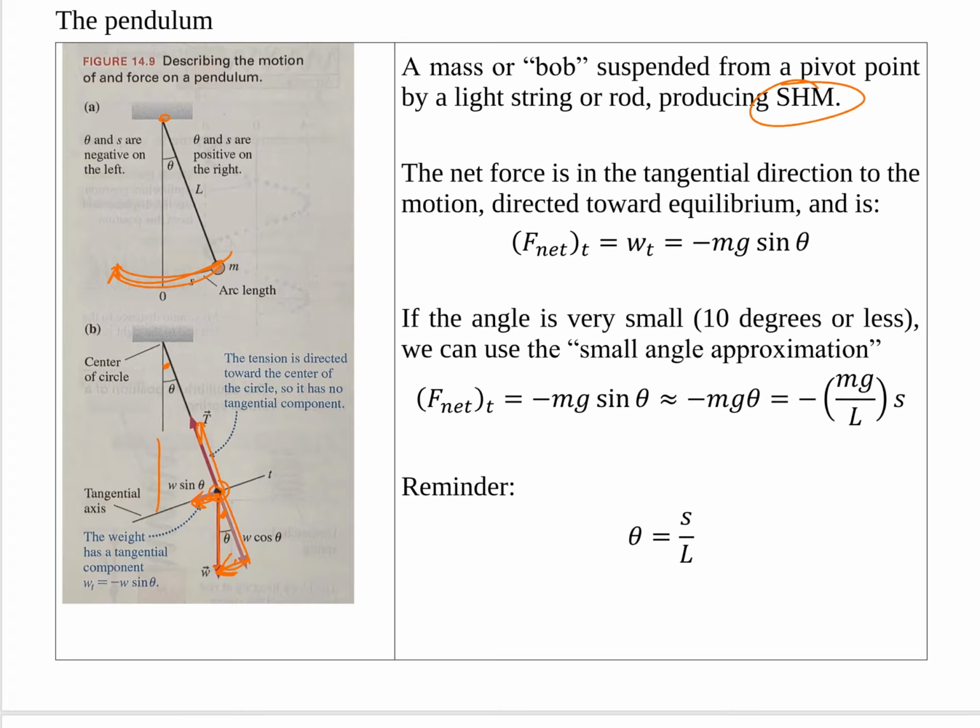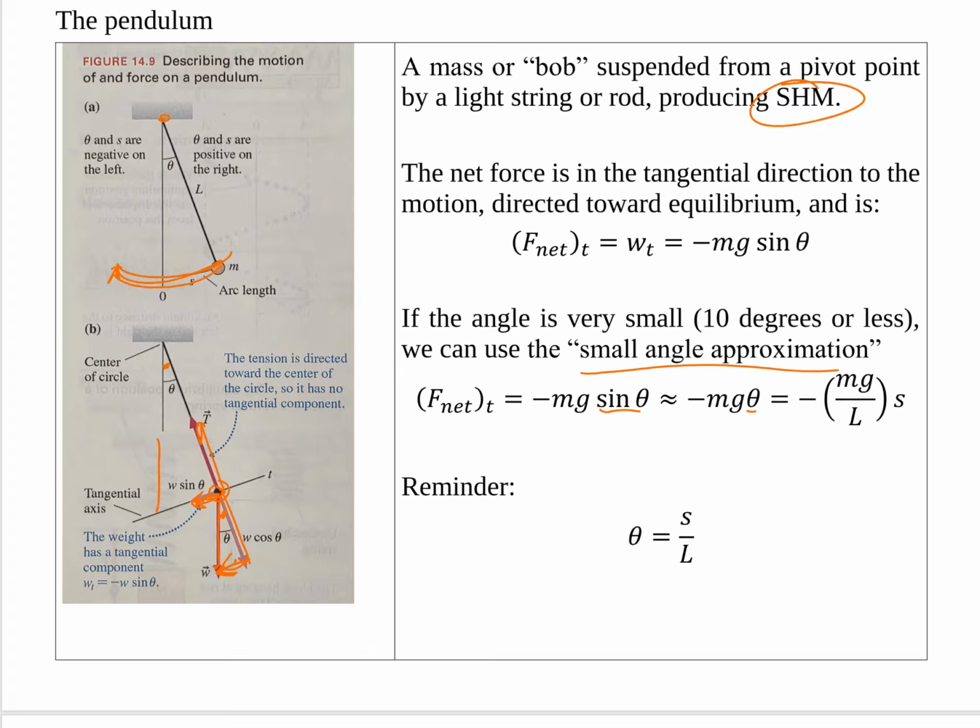Okay, so now, if the angle is very small, and by very small we typically mean about 10 degrees or less, then we can use something called the small angle approximation. The small angle approximation simply says that sine theta is approximately equal to theta itself. So F net tangential, which would normally be negative mg sine theta, reduces to negative mg times theta.